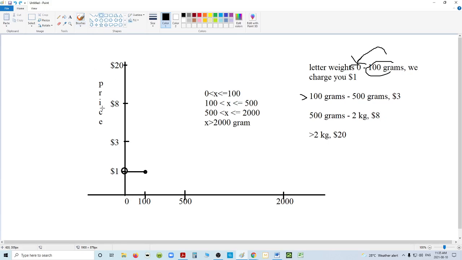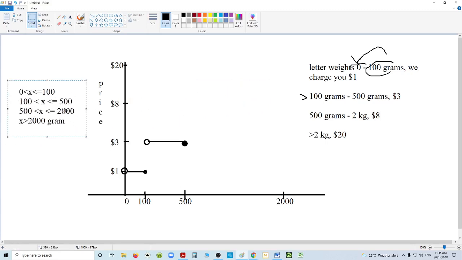Then up here you have to put a hollow circle at 100 to say that we're now bigger than 100, all the way up to a solid circle here to say including 500. And you join them with a line. And that essentially says if your package is anywhere from 100 to 500 grams, we're going to charge you $3. Not the 100 gram though, that's $1.